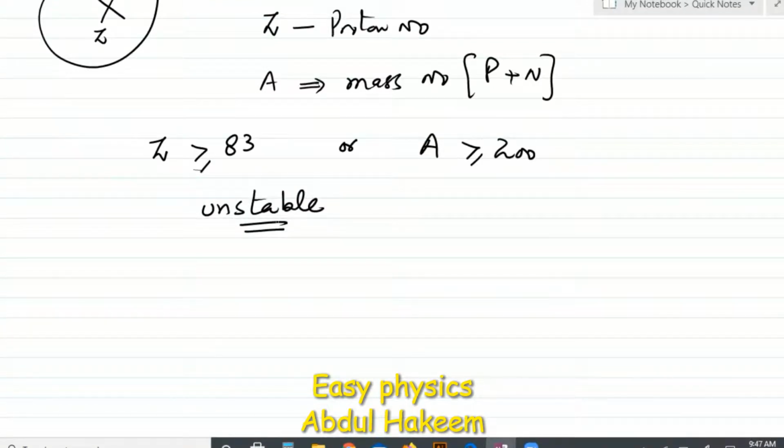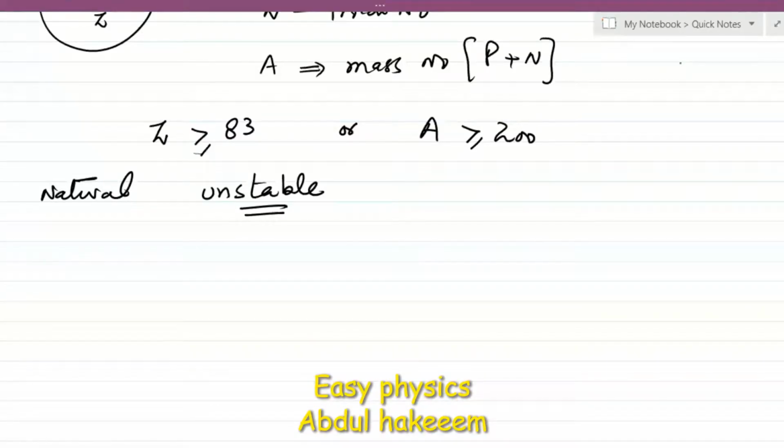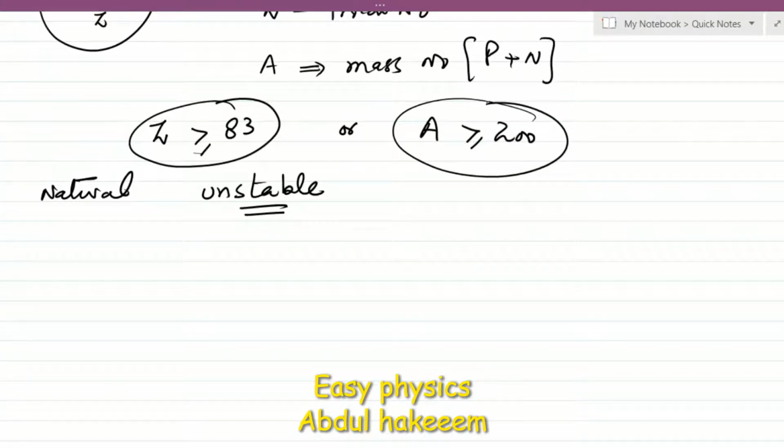But this is natural unstable, not artificial. Natural unstable. Now, this natural unstable nucleus will emit radiation to gain stability, and this is called radioactivity. Okay, so if the proton number is greater than 83, mass number greater than 200, then the nucleus is called natural unstable.